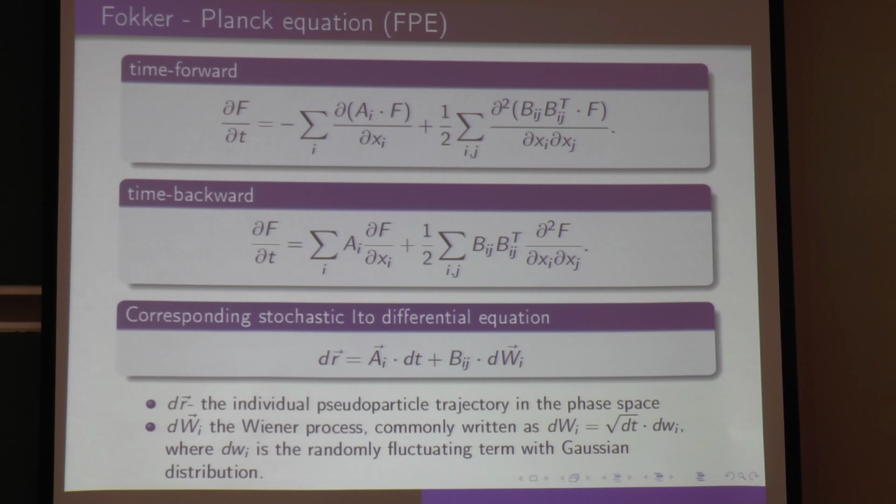In this approach, we start from the very famous time-forward and time-backward Fokker-Planck equation, and we write the corresponding stochastic differential equation. In this equation, dr is the individual pseudo-particle trajectory in the phase space: the radial distance, heliolatitude, heliolongitude, and energy. And dw is the Wiener process, randomly fluctuating with a Gaussian distribution.